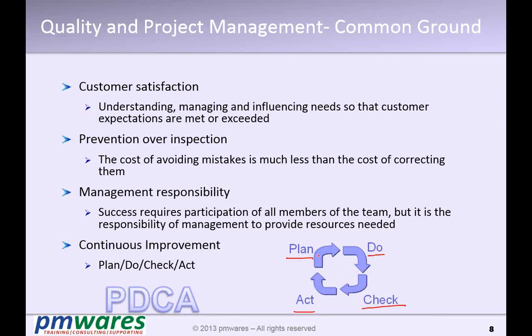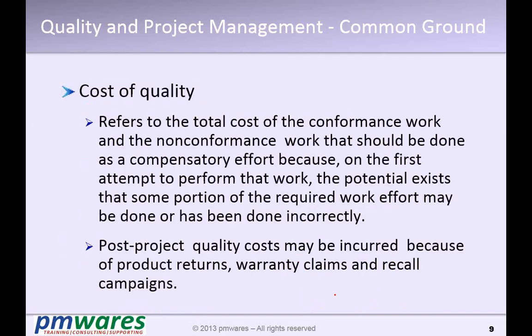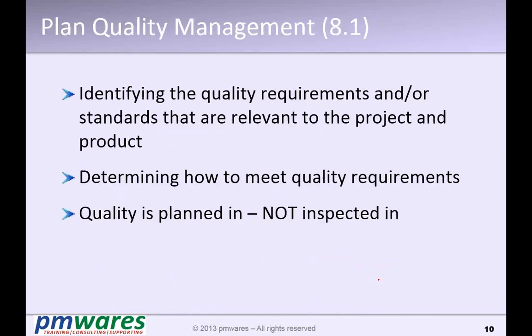So you plan something, you execute it, you check what the variance is, and you take an action to reduce this variance and put this into the plan and execute it again. This way you can continuously improve the overall process. Okay, there is one more thing, which is cost of quality. We'll discuss this a little later.